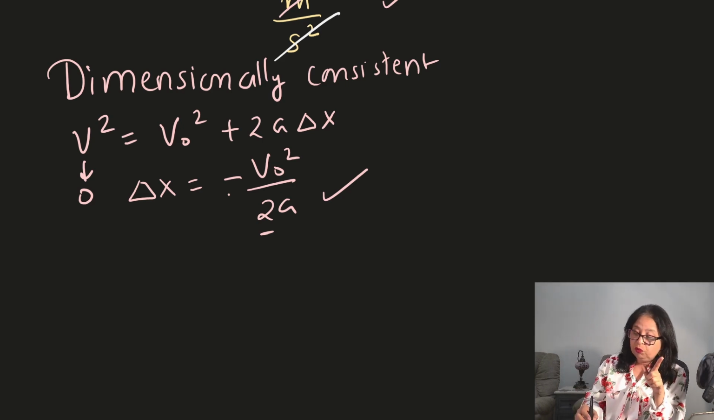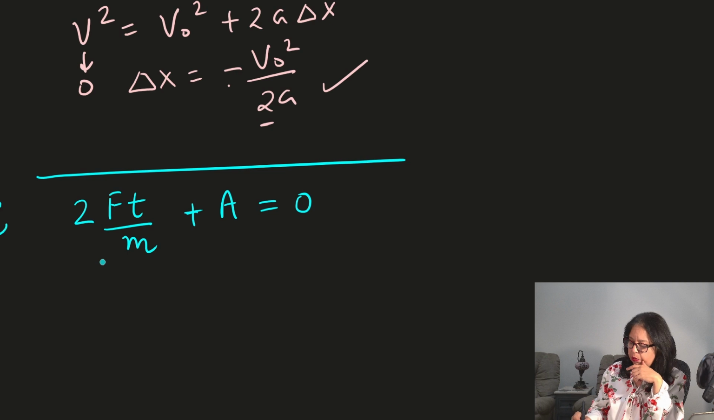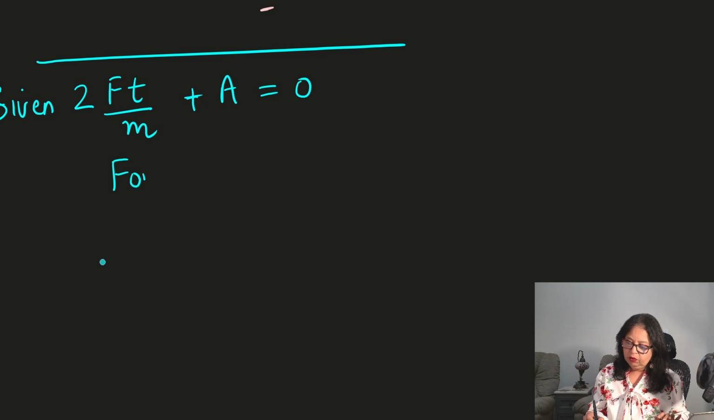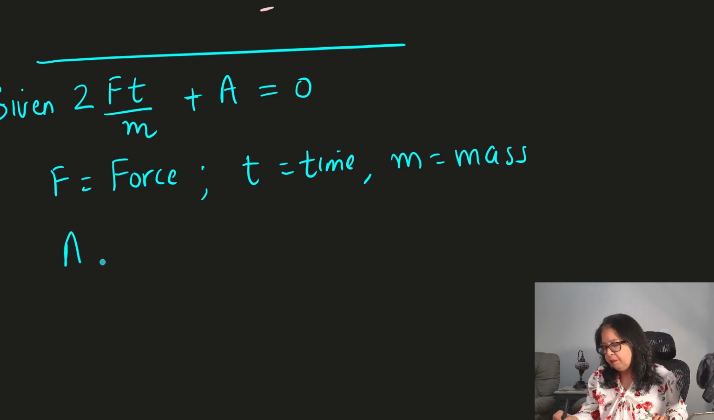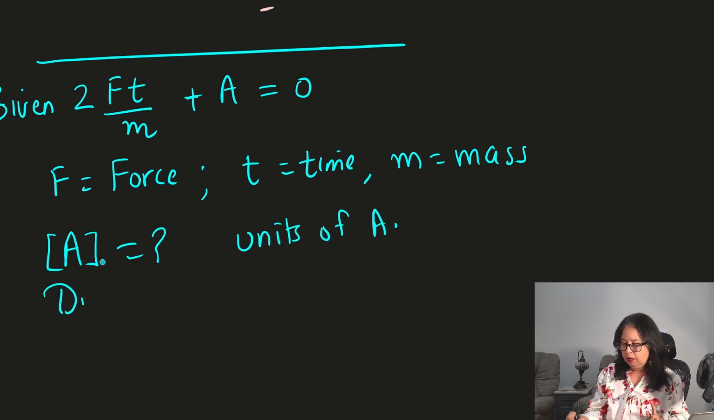Let's look at another example of how the principle of homogeneity can be useful to solve problems. Let's say you're given the equation 2ft over m plus a equals 0, where F is force, T is time, and M is mass, just the regular usual things. And you're asked to find the dimensions of a, or just the units of a.